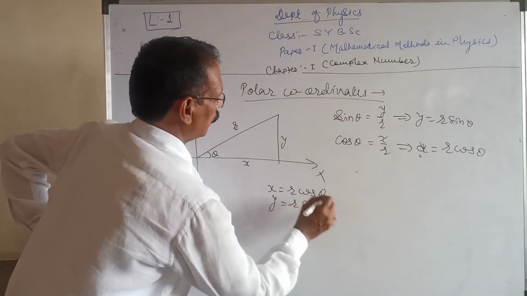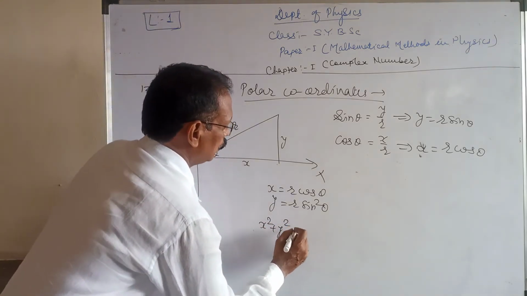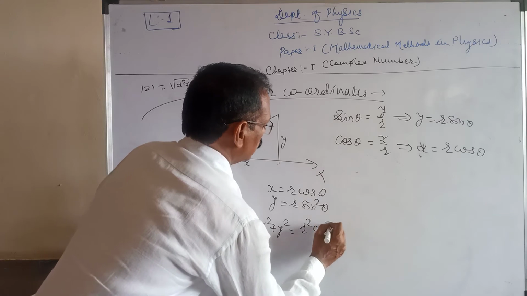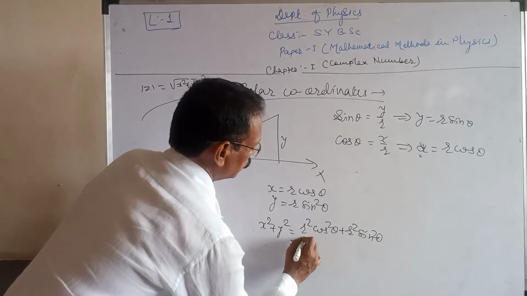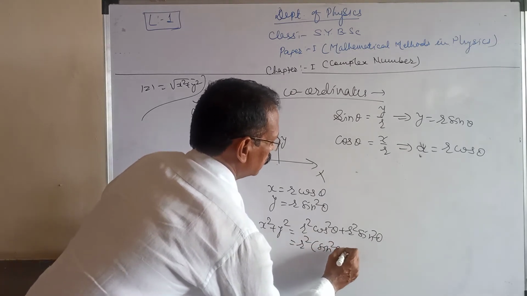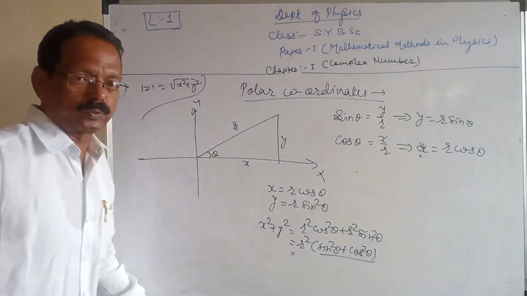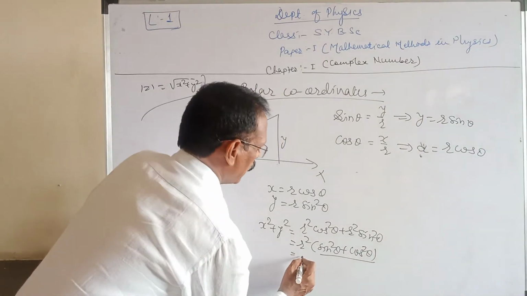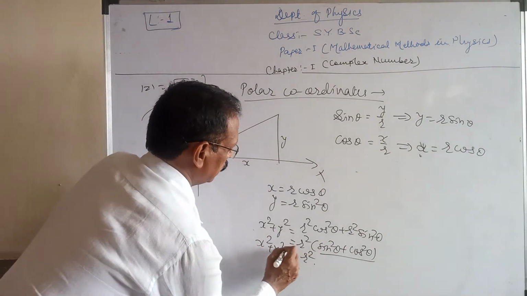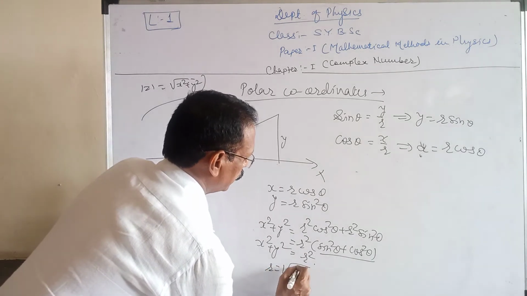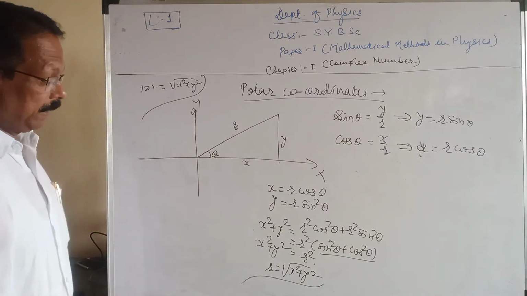So we get x is equal to r cos theta, y is equal to r sin theta. Now what is x square plus y square? It is r square cos square theta plus r square sin square theta. Take r square common: r square into sin square theta plus cos square theta. Sin square theta plus cos square theta is equal to 1. So it is equal to r square, and x square plus y square is as it is. So r is equal to under root x square plus y square. This is the value of r.